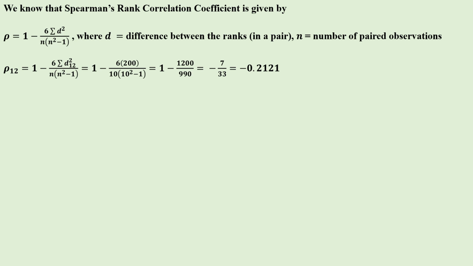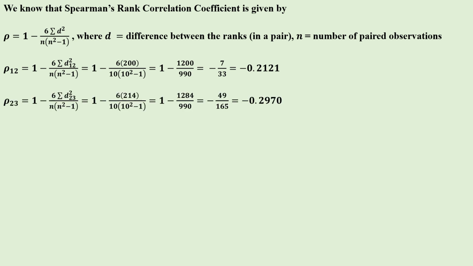Next we are going to find rho 23, comparing judge 2 and 3. So 1 minus 6 into sigma D23 square by n into n square minus 1, which is equal to 1 minus 6 into 214 by 10 into 10 square minus 1. The values are from the table. After simplification, you will get minus 0.2970.